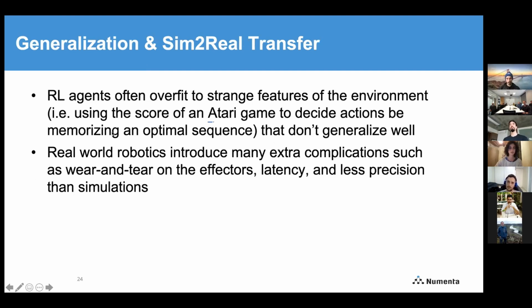Generalization and sim to real transfer. Reinforcement learning agents often overfit to strange features of the environment. One example is that some people showed that on Atari games, sometimes the agent basically just learns to memorize an optimal sequence and ties this memorized sequence to the game score. So it just focuses on the high score and knows, okay, if it's at this number, I will do this, and if it's at that number, I will do that. Which means when you cover the high score, it just doesn't do well at all anymore.